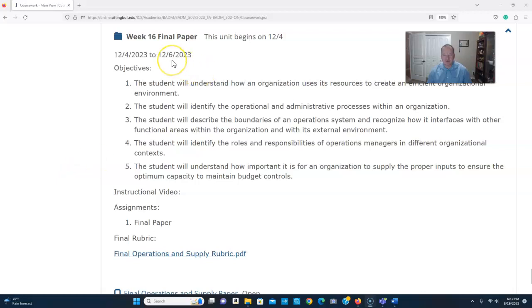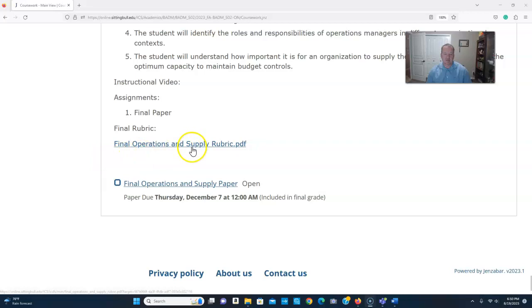Everyone, I wanted to give you an overview of what I'm looking for in your final in this course. As you'll see, we have our course objectives here, and the final is going to get at these. So I highly recommend you look at the course objectives on the syllabus or copy and paste this over to a Word document. And I also highly recommend that you print out or at least save the final operations of supply rubric, as that will be the evaluation instrument for your final paper.